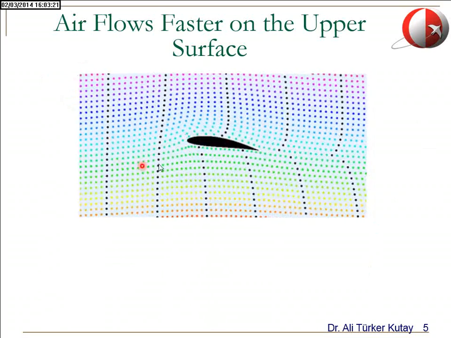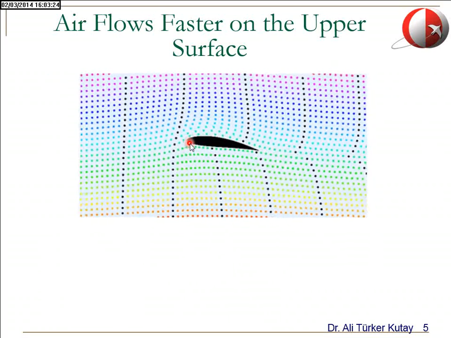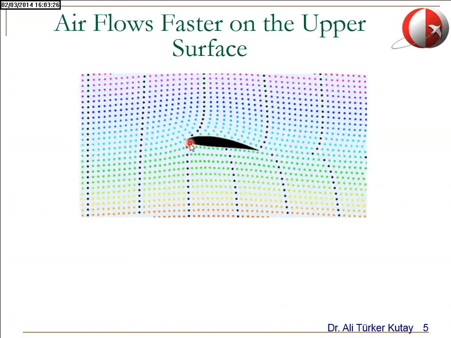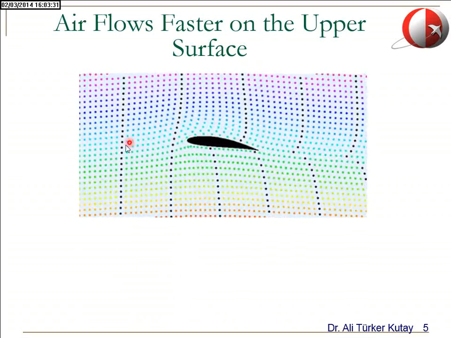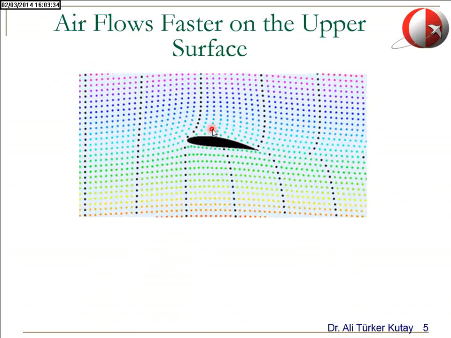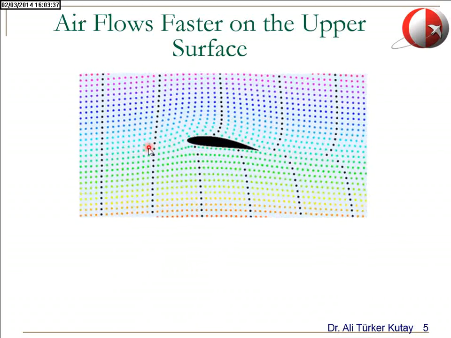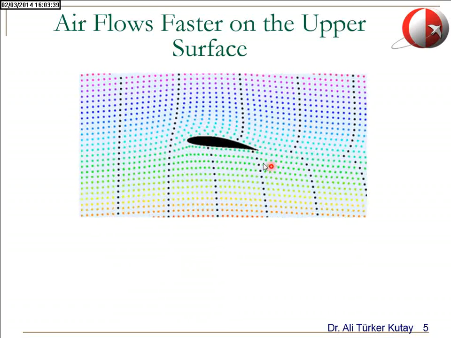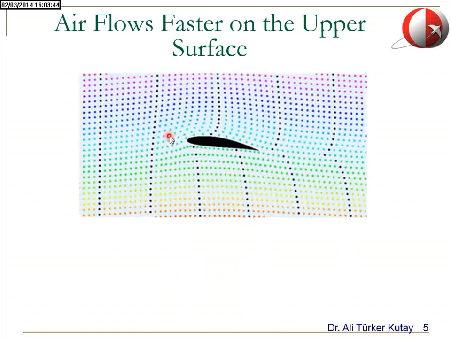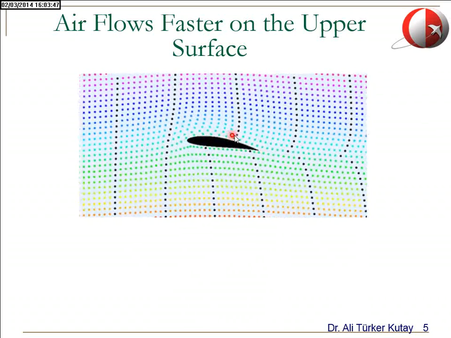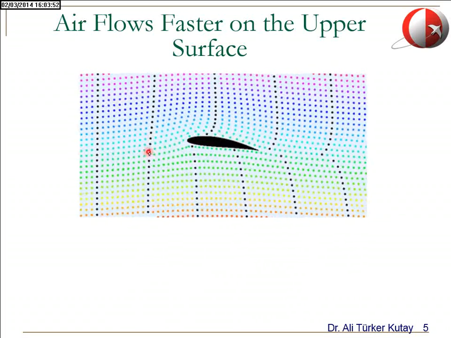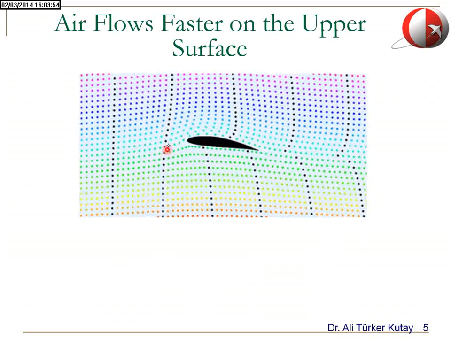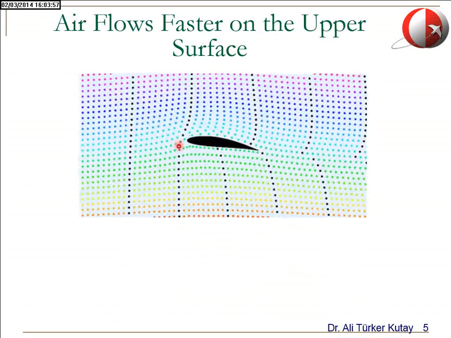But as they approach the airfoil, they have to change, obviously, since they cannot go through the airfoil. So some streams go from above the airfoil, and some of them go underneath the airfoil. And as you see here, the air molecules going through the upper surface accelerate. Let's take a look at these dots.